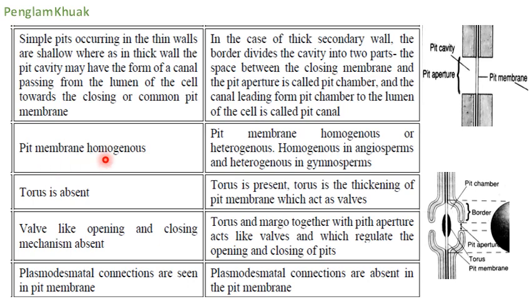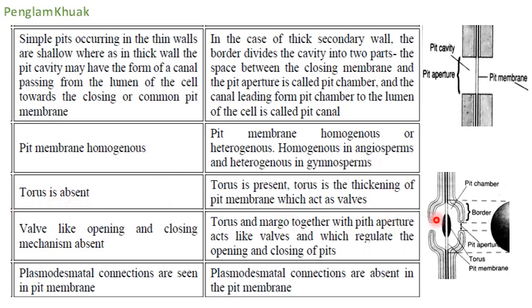In simple pits, the pit membrane is homogeneous, which means it is made up of the same kind. But in border pits, the pit membrane is homogeneous in angiosperms, the flowering plants, and heterogeneous, that is, of different kinds, in gymnosperms. Gymnosperms are those plants which have naked seeds.